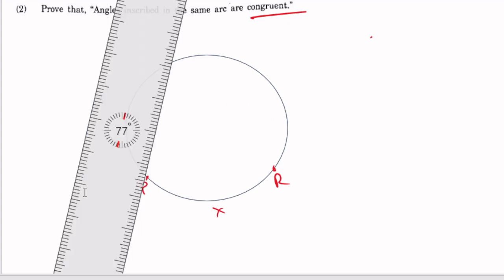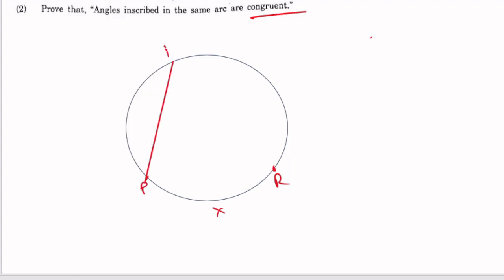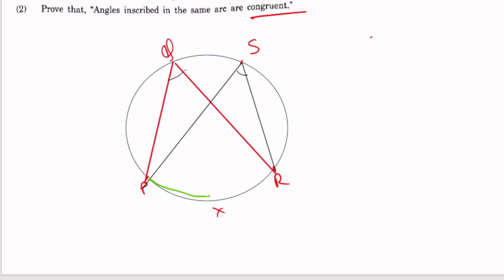Let's assume any hypothetical angles. So let's say this is one angle at point Q, and there will be another angle at point S, and let's join these. So we took two particular angles, angle PQR and angle PSR, inscribed in the same arc. Okay, so this is the arc. We have to prove that angle PQR is equal to angle PSR. How to prove that? We have to check.